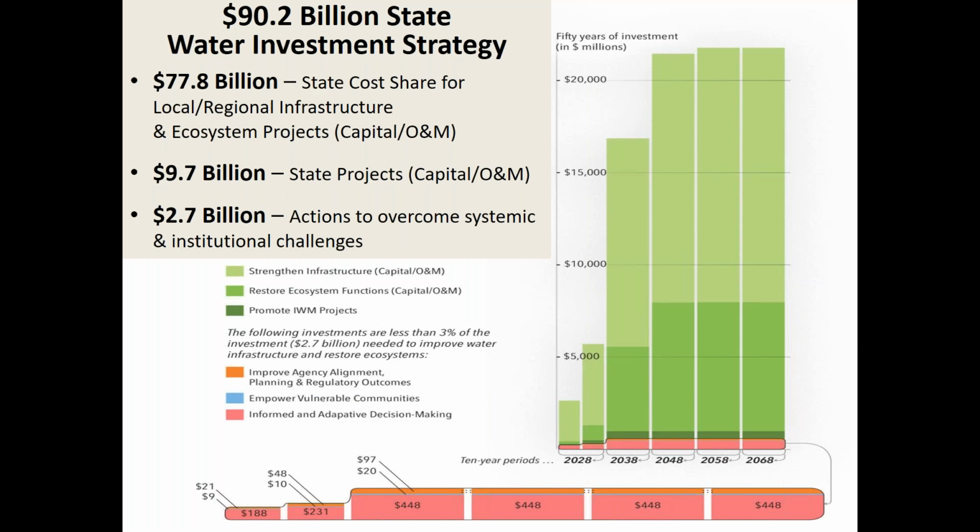This is intended to give you a relative sense for how much would go for improving agency alignment, empowering vulnerable communities, and informing and getting better data for decision making. The greenish bars are investment in infrastructure, the light bar, and investment in natural infrastructure or ecosystem functions, the darker bar. And you'll see that the lion's share of the funding is about improving human and natural infrastructure over the next 50 years.